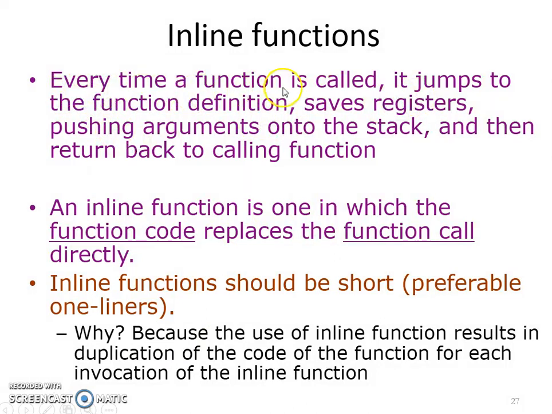So here we can see, whenever you make a normal function call, what will happen? The processor will jump to the function definition and save various registers like the instruction register, program counter, accumulator and other required registers. It will push all arguments onto the stack and then return back to the calling function. So this is the overhead incurred whenever a function call appears.